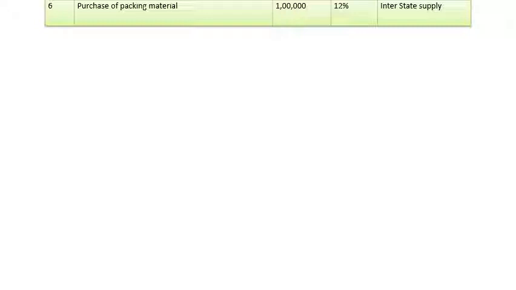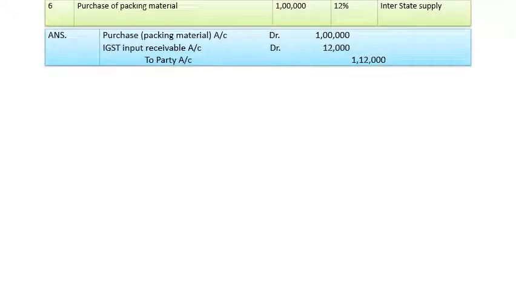So the entry is: purchase (packing material account) debit 1 lakh, IGST input receivable account debit 12,000, to party account 1 lakh 12,000. This way we can pass the entry, as IGST credit is available, so we have recorded it separately.